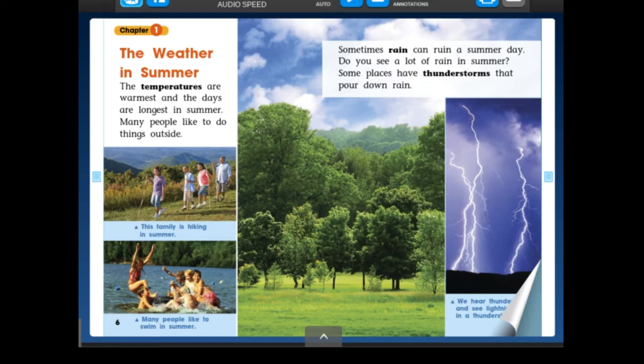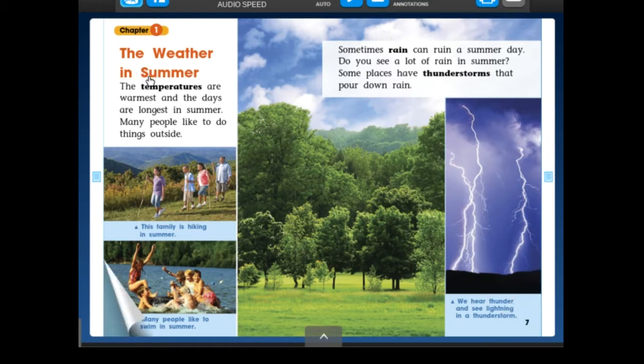Here's our first question, and I want you to answer it using some evidence from the text. Okay? Our first question is, why do people like to do things outside in the summer? Why do people like to do things outside? And as I read this, I want you to be thinking about that. Remember, you are going to try to answer that question using the words in the text.